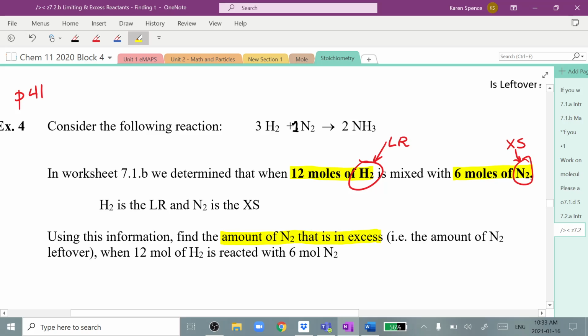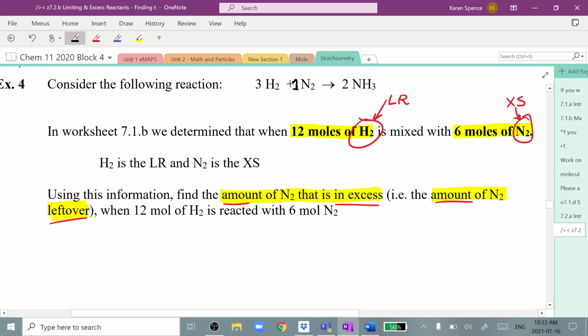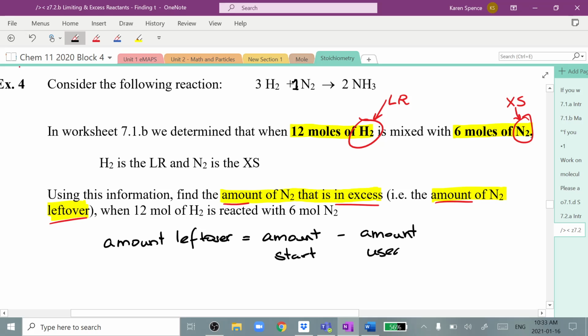When we ask that, that is just asking for the amount of N2 that is left over. So when you see in excess, the amount in excess, that is the amount that is left over. Hopefully you recall that to find the amount left over, you find the amount at the start, and you subtract the amount used. And the amount at the start should be given to you in the question, and in fact in this case, so we're looking for the amount of N2 left.